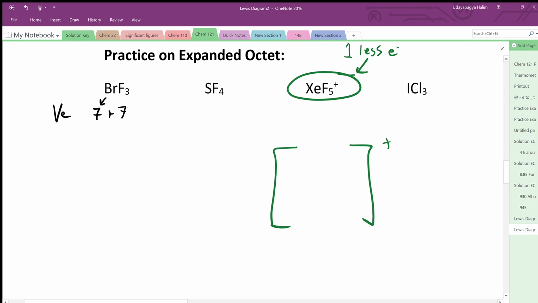7 plus 7 times 3 equals 28. The bromine in this case will prefer 10. 8 times 3 is 24.